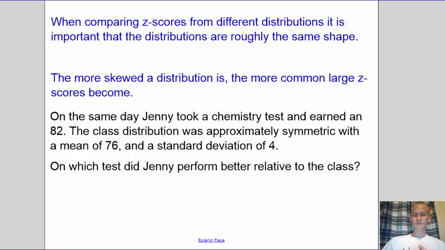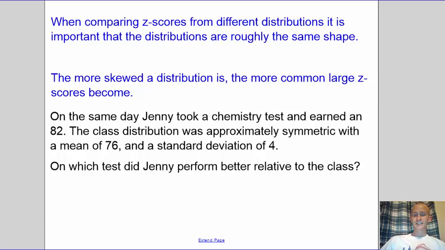The more skewed something is, the more common you might get a really large z-score. In this case, Jenny's z-score of about 1 is not too big. But if you start to see z-scores of about 4 or 5, that tells you this could potentially be a non-normal distribution, a non-approximately symmetric distribution. We haven't quite introduced normal yet, but that's an idea we'll get to also this chapter.